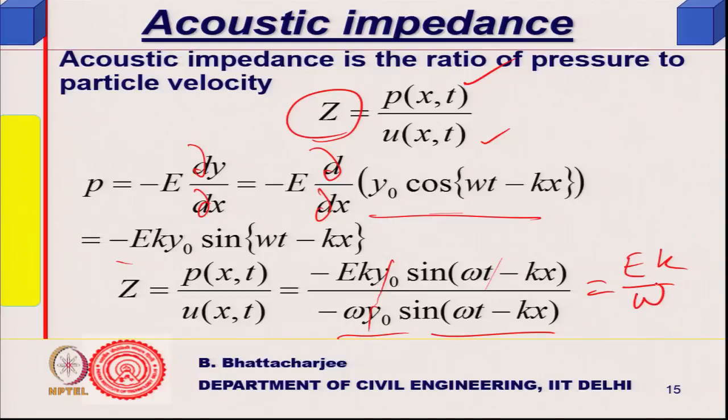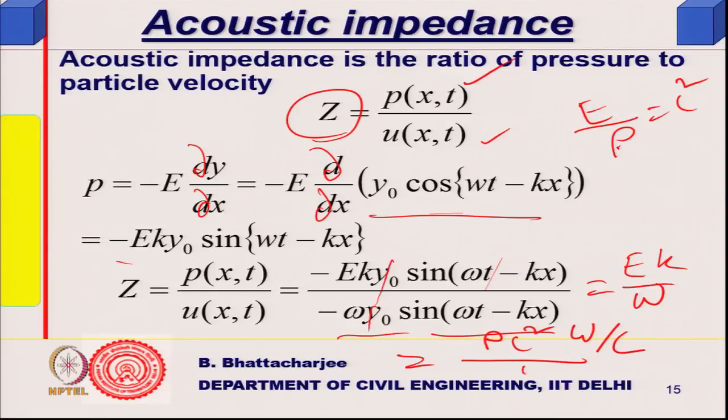And what is k? k is omega by c. And what was E related to C? E by rho is equal to C square, so E is nothing but rho C square. So I write it as rho C square, and k is omega by C, and this side is also omega. So omega goes away and this remains.